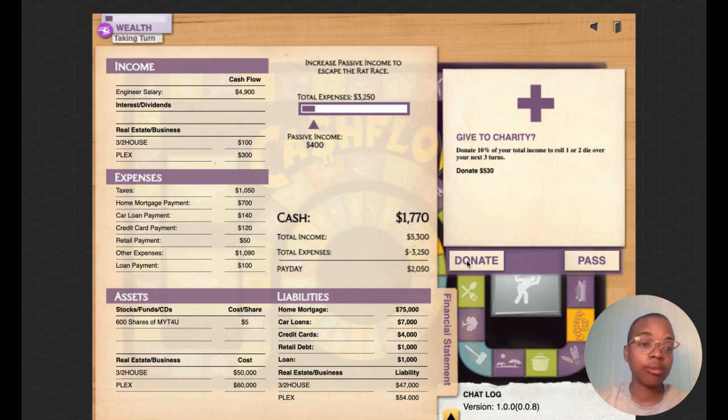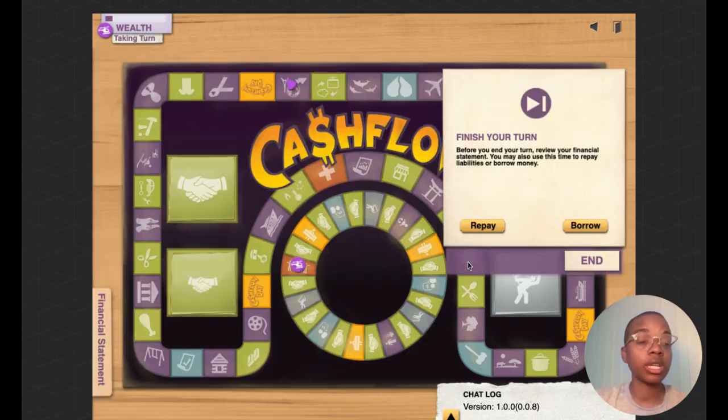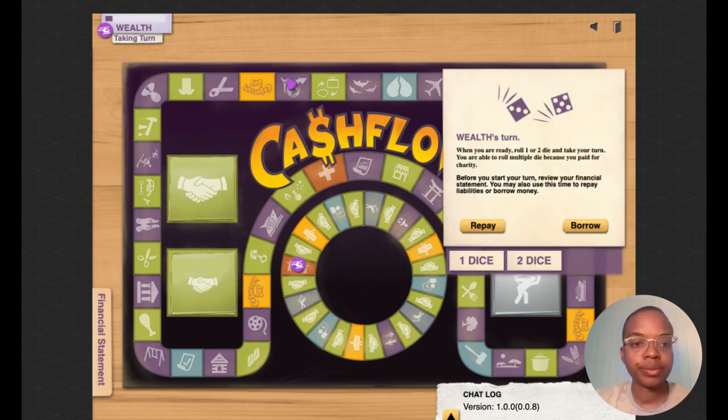So I'm going to donate personally just because I believe in giving and really putting out that abundance that I want to receive. You don't have to, but just from a moral perspective, that's important to me. So now, because I've donated, I have the option to roll 1 die or 2 dice.